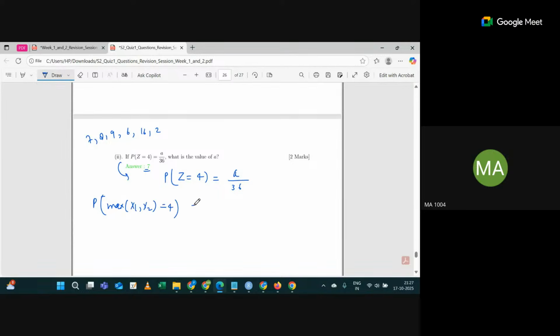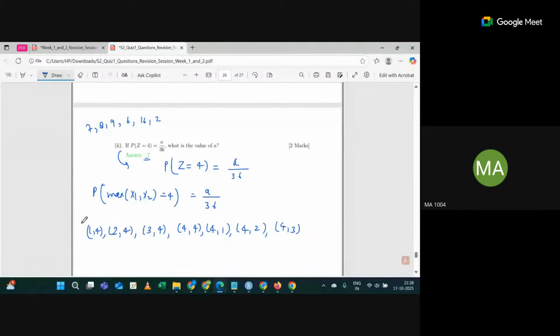Correct? Yes or no? So you have to think of all those cases when the maximum of x1 and x2 is exactly equal to 4. So what are those cases? It can be (1,4), (2,4), (3,4), (4,4), and (4,1), (4,2), (4,3). Right? These are the cases when the maximum of these two is equal to 4. How many cases are there?